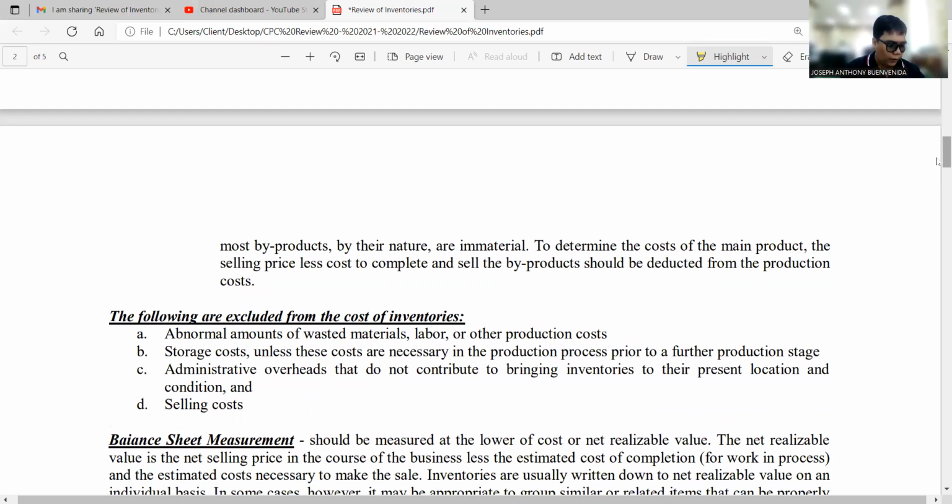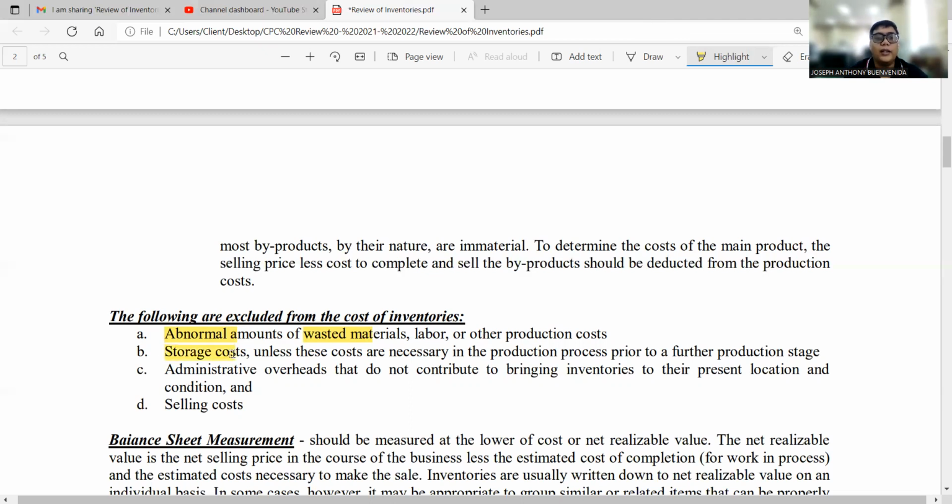the following are excluded from the cost of inventories. What are not included in valuing our inventories? So number 1 will be the abnormal amounts of wasted materials. Take note, abnormal amounts. Okay? So meaning the normal wastages that occur during the production process are part of the inventory. But the abnormal amounts of wasted materials, labor, other production costs are not included in the cost of inventory, but they are treated as an outright expense. Okay? So what else?